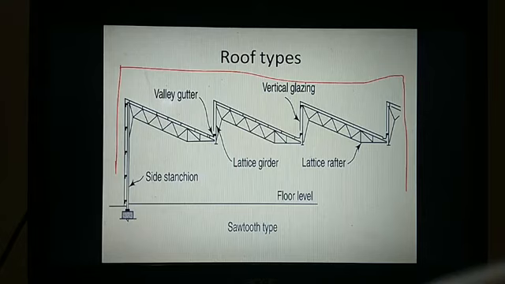Over the platforms, you can find this kind of roof system, which is supported with a side stanchion. So this is the whole supporting member. You will have a lattice like this, and this lattice is supported with a kind of girder, and again there will be a lattice like this. That is how the floor level and the rooftop are arranged.